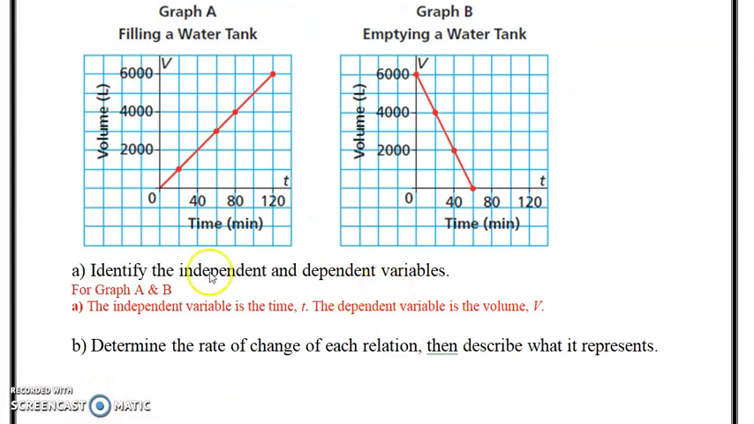So for both graph A and B, the independent variable is time on the x-axis, or the horizontal axis, represented by t in minutes, and the dependent variable is the volume, represented on the vertical or y-axis, the volume axis in this case, and that's represented by capital V. Usually, not all the time, but usually your y variable will be uppercase. Again, it's not all the time, just an observation.